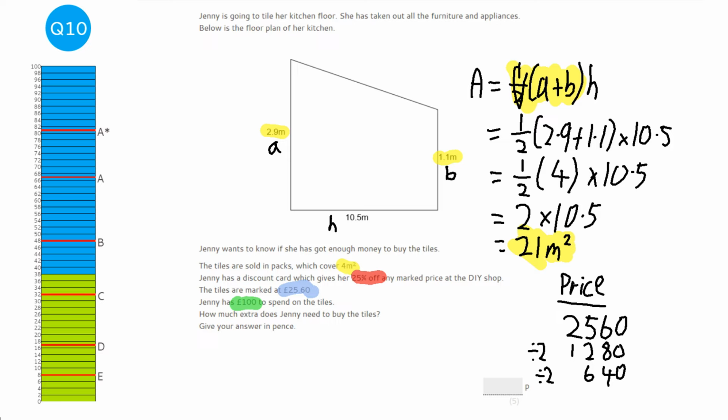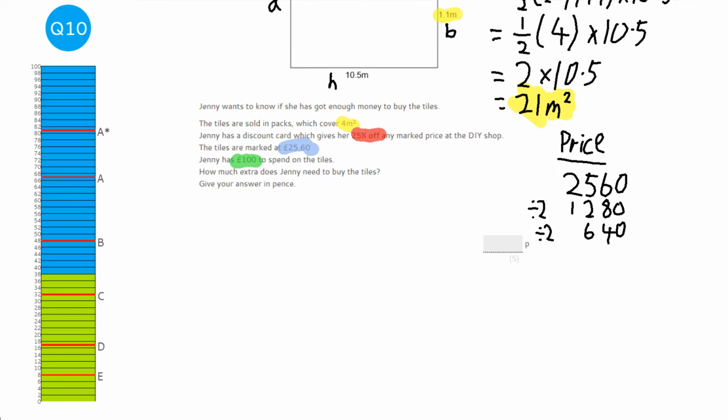We could have done that a different way. I can show you a different way you could do that. So you could have said 4s into 2560. 4s into 2 don't go, so carry the 2 across. 4s into 25, it goes 6, carry the 1. 4s into 16 go 4, and then 4s into 0 go 0. So it's the same answer.